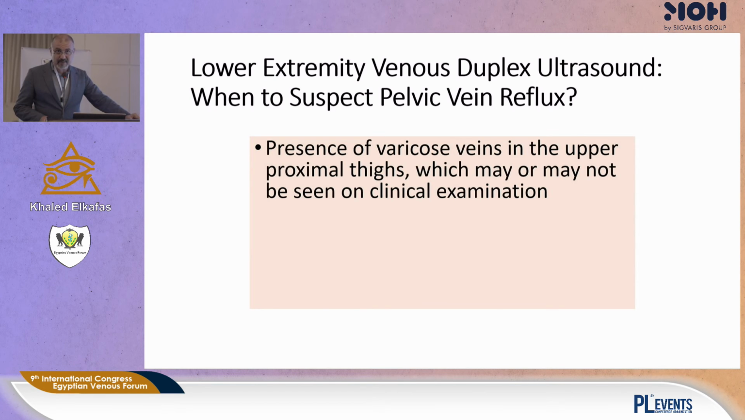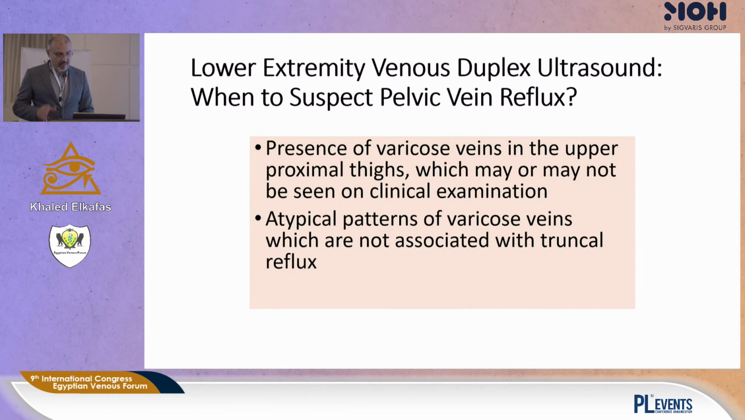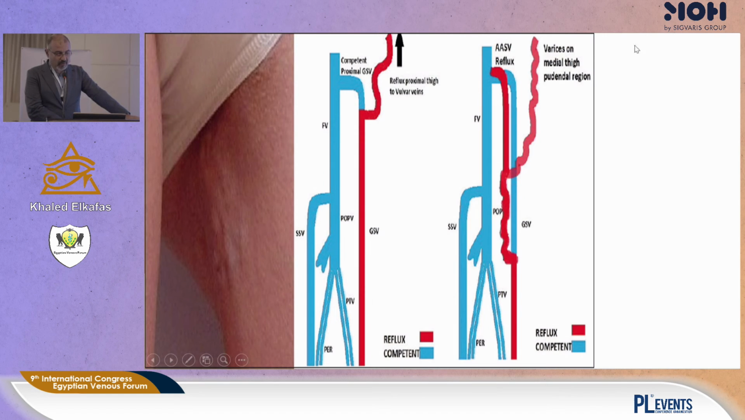So how do we suspect the presence of pelvic varicosities when we perform an examination of lower extremity varicosities? Either by the presence of varicose veins in the upper proximal thigh, which is a typical pattern of varicose veins not associated with truncal varicosities, or a recurrent varicose vein. Here is one of the cases. We can see here there is reflux in the great saphenous vein, but not due to junctional reflux, but a vein coming from the pelvis, perineal or vulva. Also reflux across the anterior accessory saphenous vein due to refluxing posteromedial vulvar varicosity.